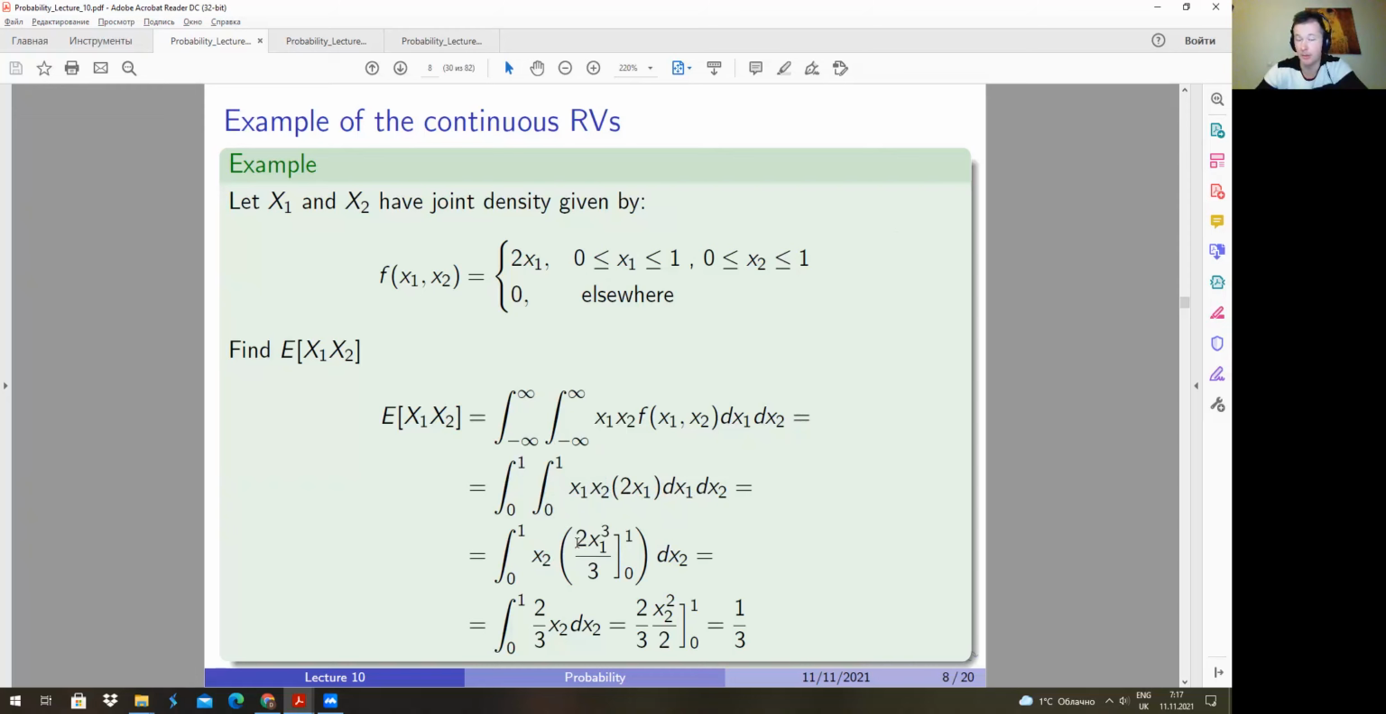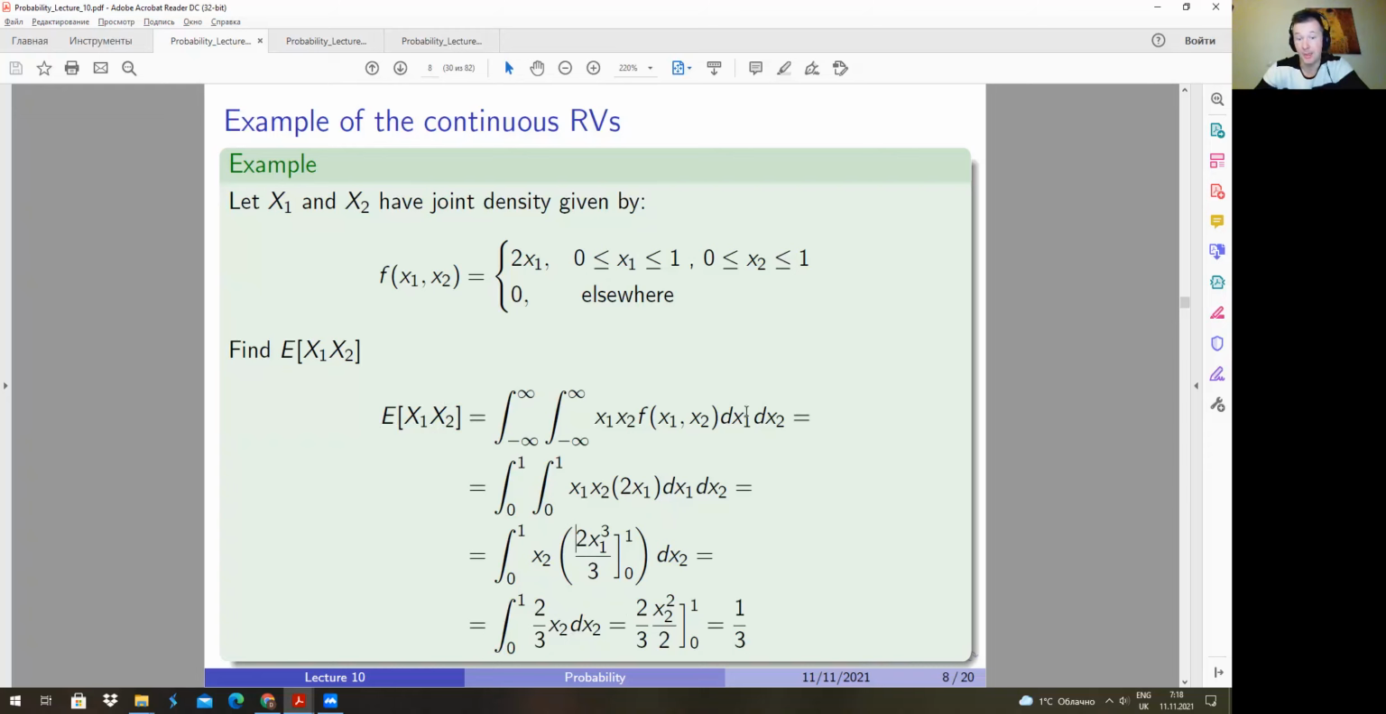And the integral of 2x1 squared is 2x1 cubed over 3, evaluated from 0 to 1, which gives me just 2 over 3, right? So then I have this integral of 2 over 3 x2 integrated along x2. And finally, the integral of x2 is x2 squared over 2 evaluated from 0 to 1, and I have 1 over 3, which is the expectation of x1 multiplied by x2. So this is the way I can do the calculation for the continuous random variables.